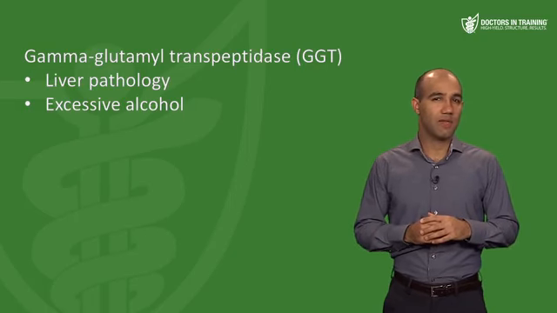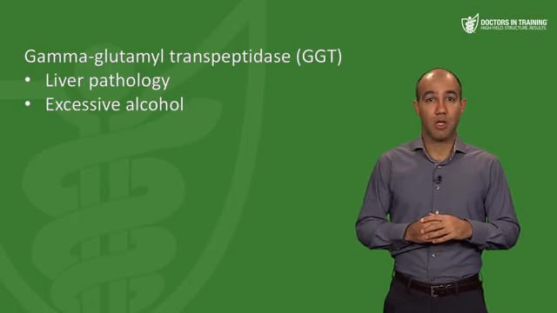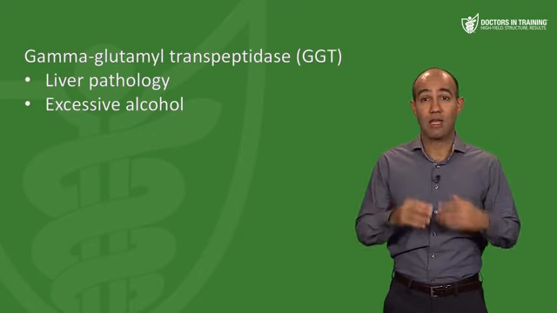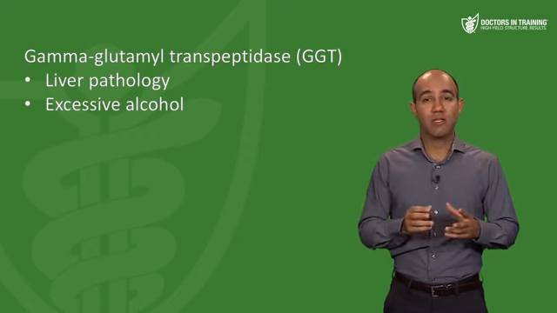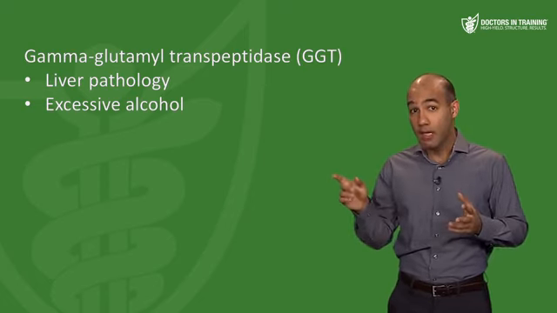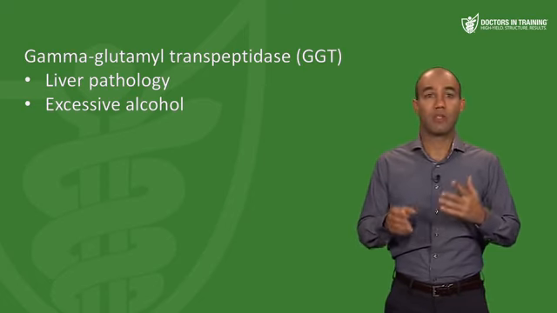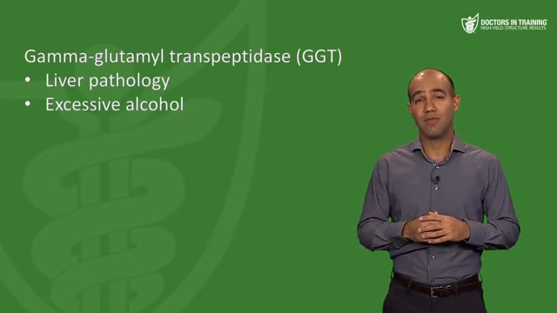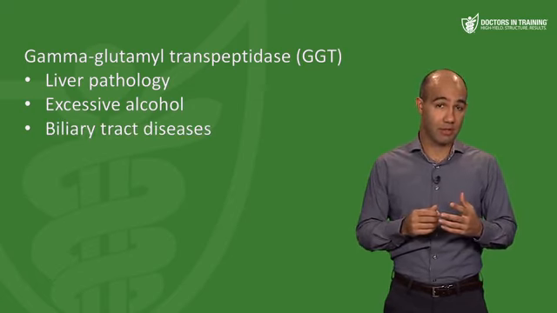The next biomarker we see is gamma-glutamyl transpeptidase, also known as GGT. GGT is also elevated with excessive alcohol consumption. So if you have an AST to ALT ratio of 2 or greater and a normal GGT, chances are that you're being pointed away from alcoholic liver damage towards some other pathology. GGT can also be elevated with diseases affecting the biliary tract.